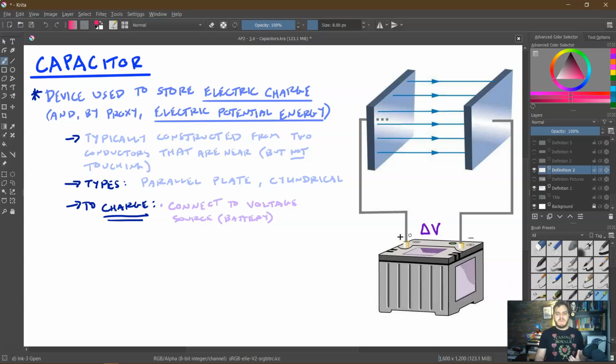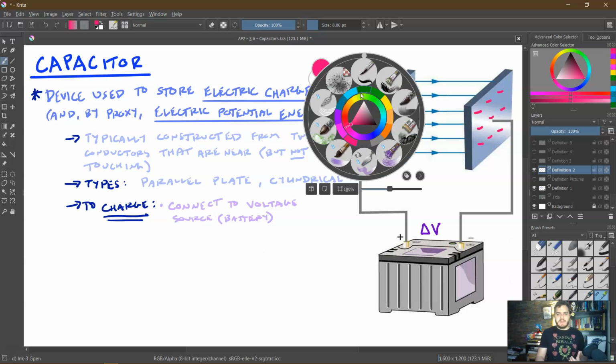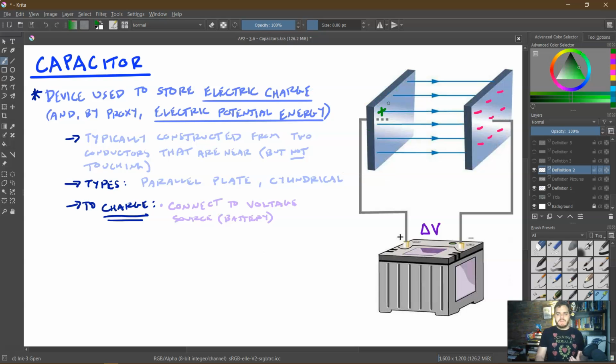And it's going to basically start accumulating on each plate positive charges with the positive terminal of the battery and negative charges with the negative terminal of the battery. So I'm going to start getting negative charges accumulating here, and I'm going to start getting, let's use a different color, positive charges accumulating over here. So these electric field lines are actually accurate because they're going from the positive to the negative.